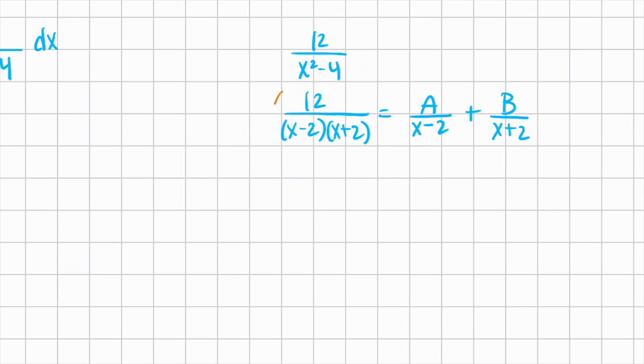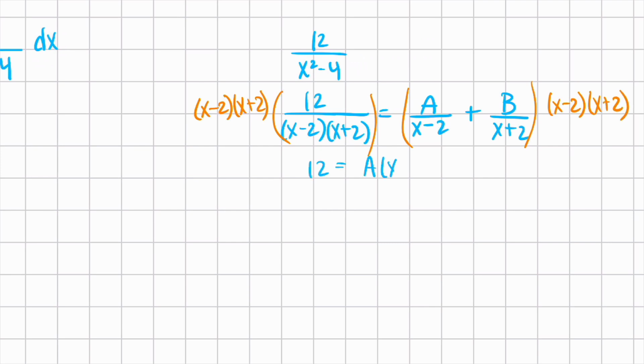Get rid of our denominators. I'm going to multiply both sides of the equation by x minus 2 times x plus 2. We get 12 equals A times x plus 2 plus B times x minus 2.